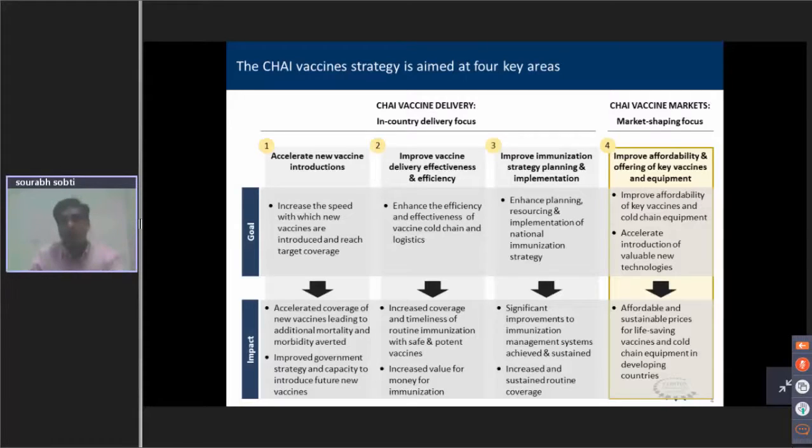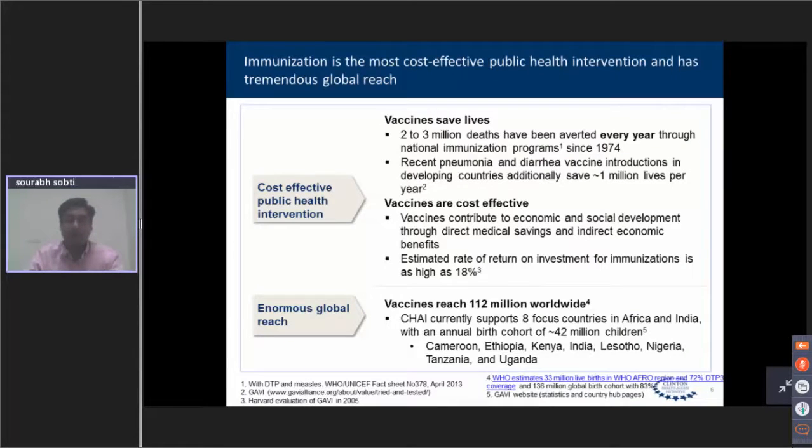I will now shift gears and talk about the role of vaccines. Immunization is the most cost-effective public health intervention with a tremendous global impact, with some equating it to the best part of global public health. Vaccines save tremendous lives. Approximately 2 to 3 million deaths have been averted every year since the rollout of national immunization programs in 1974.